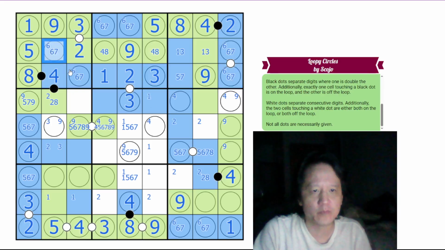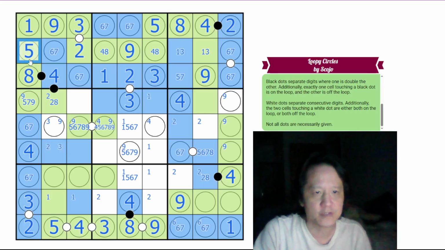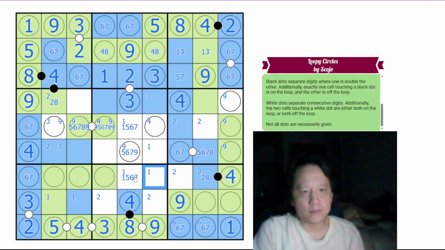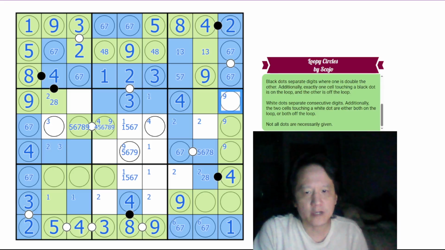This is a 6, 7 pair. So this cannot be 5 here. This has to be 6 or 7, not on the loop. This 4 eliminates 4 here, so this must be a 4 off the loop. This can't be 5. This can't be 5 or 7. Therefore, this is 9. So this cannot be 9 here. This can't be 9 here.